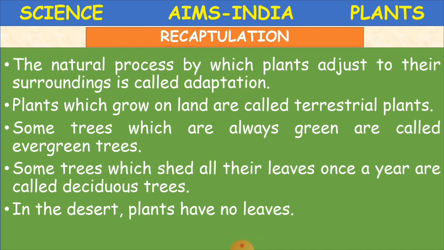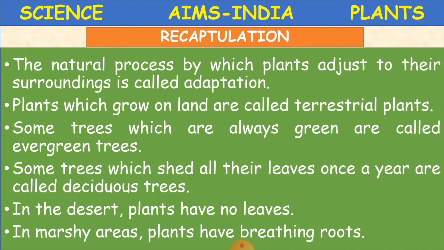And in the desert, plants have no leaves. We learned that in the desert, plants have no leaves. They have only stems, and the stems store the water. In marshy areas, plants have breathing roots, for example, mangrove trees. Clear children?